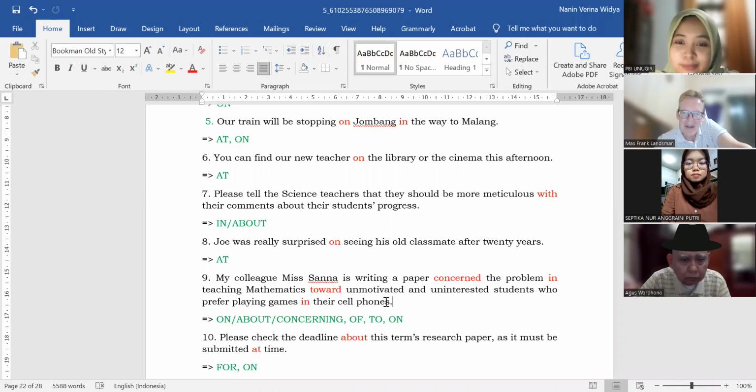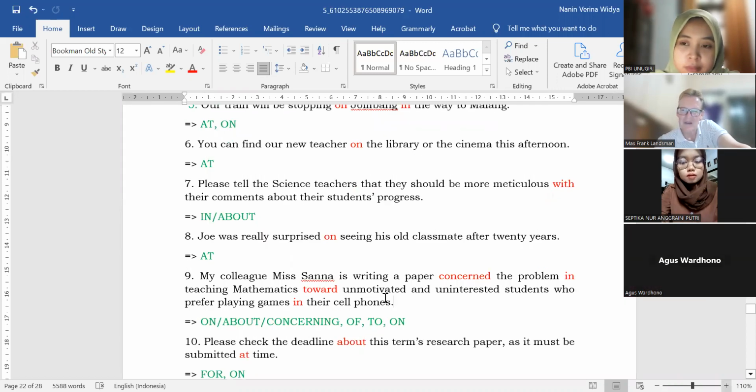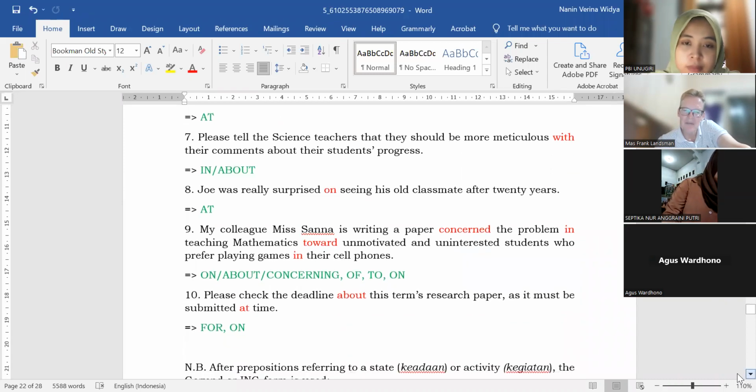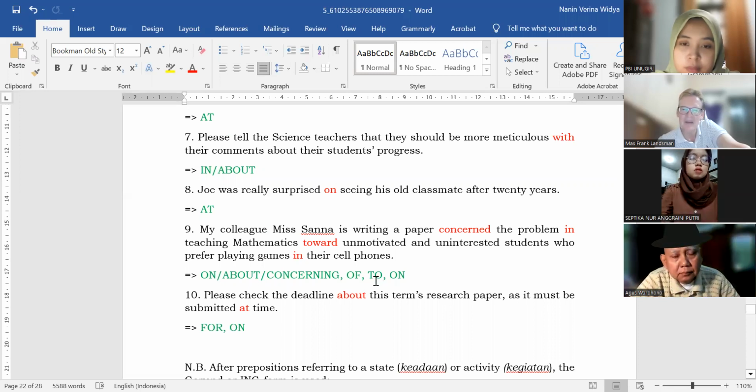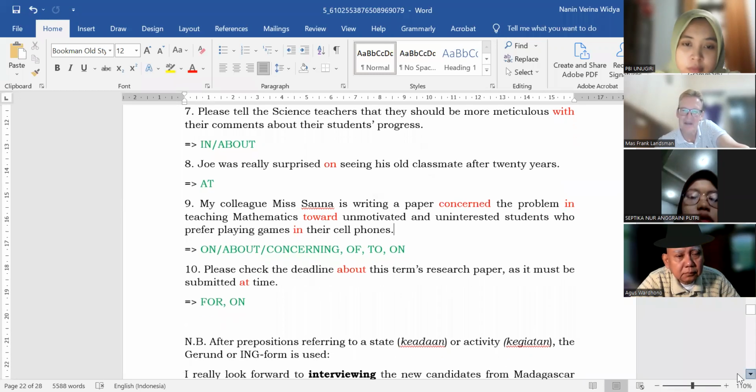So here, my colleague Miss Sana is writing a paper either on or about concerning, it's okay, but not concerned. Concern is khawatir, yeah? I'm concerned about your future. That is different. So here, a paper on, Americans use on more and more, about or concerning the problem of teaching mathematics to students. And they prefer playing games, lebih suka main games on their cell phones, not in the games, or not inside, although maybe technically they are, but on their cell phones.